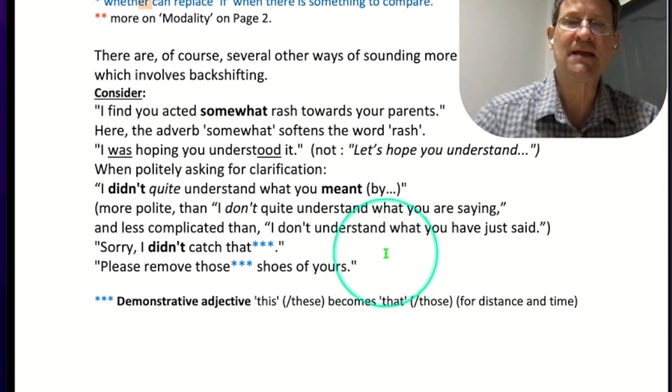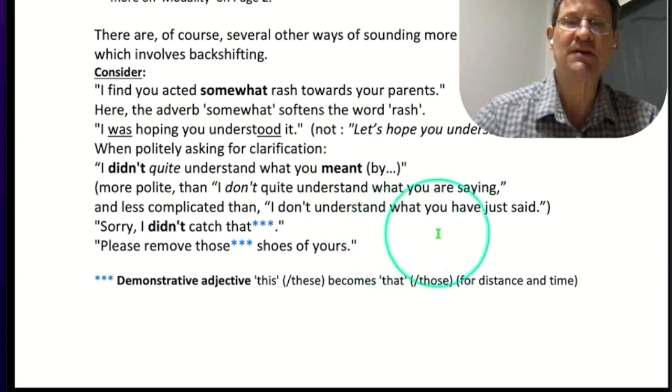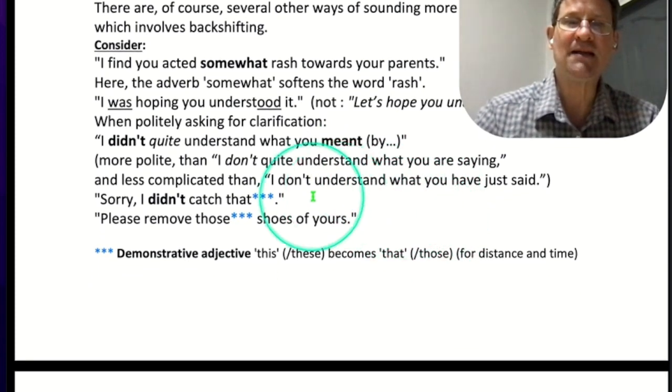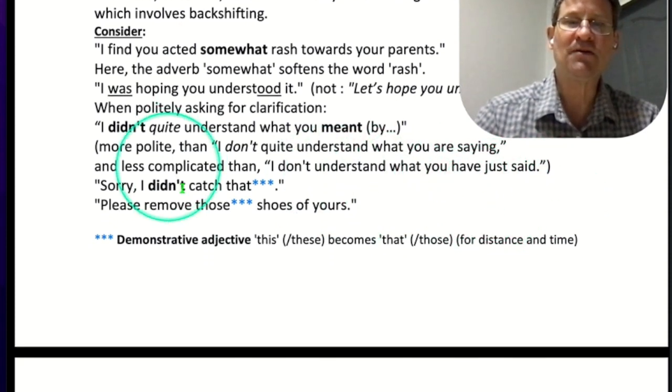And politely asking for clarification. I didn't quite understand what you meant. More polite than I don't understand what you're saying. Less complicated than I don't understand what you have just said. Or sorry, I didn't catch that. Simpler and backshifted.